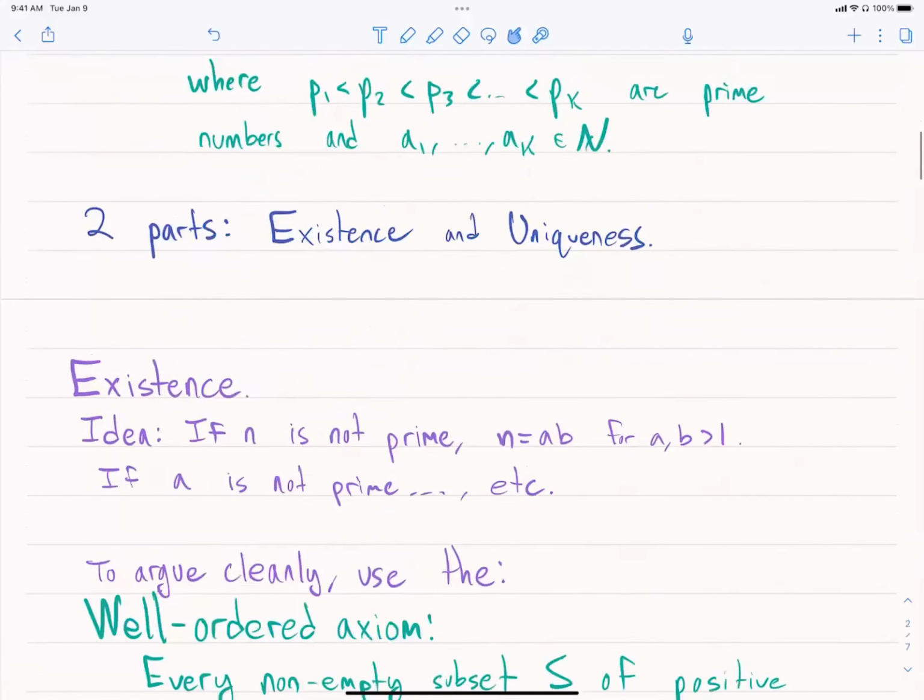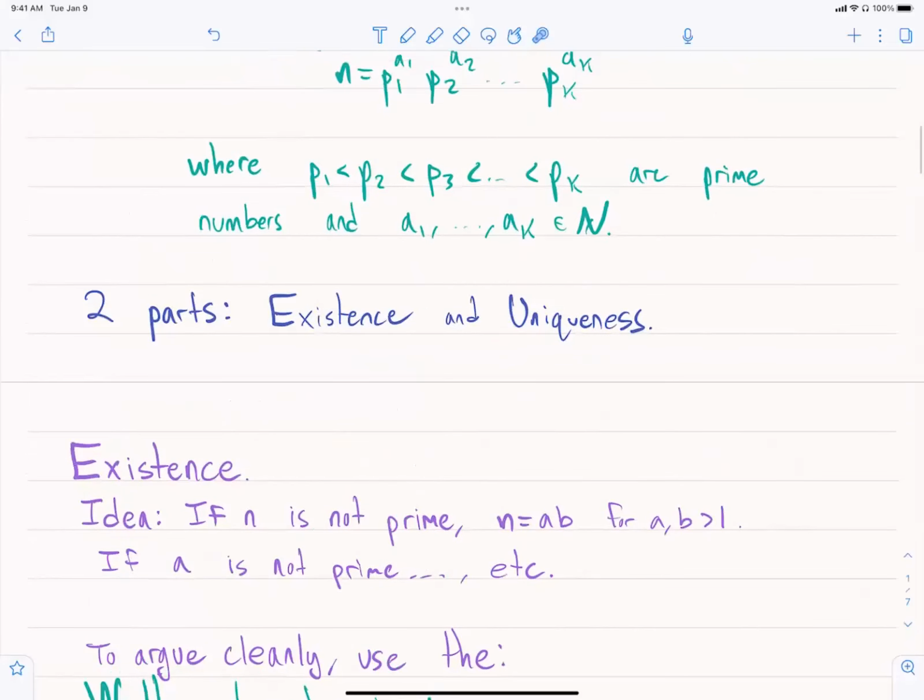Okay, so existence. The idea for why prime factorizations exist is just, if I take a number and it's prime, then that is its prime factorization, so you're set. And if it's not prime, by definition, that means it has a proper divisor. So that means you can write n as a product a times b, where a and b are two positive integers greater than 1. If you think back, the definition of prime is that the only divisors are the number and 1. And so if you're not prime, then there is such a factorization into a and b.